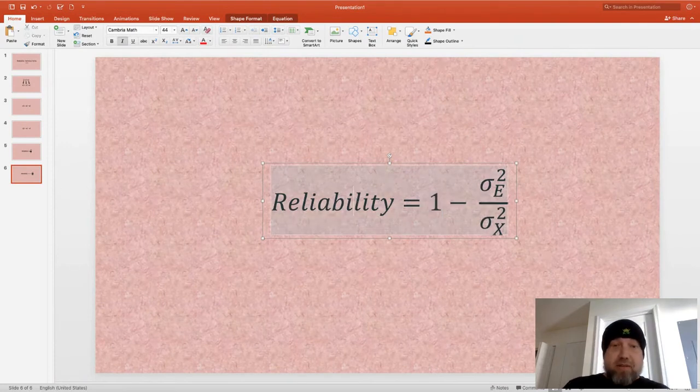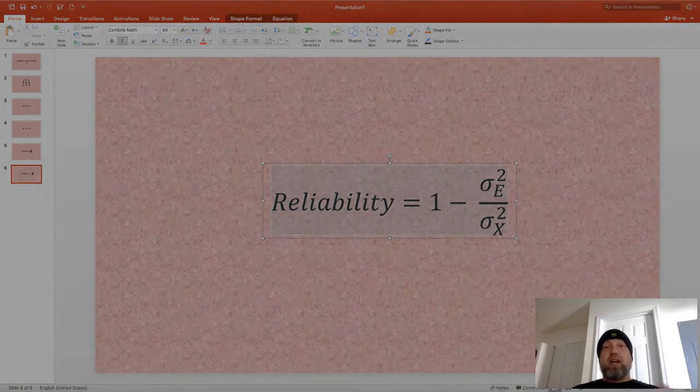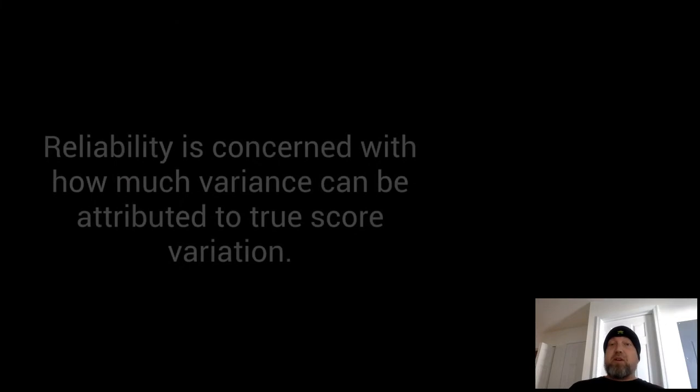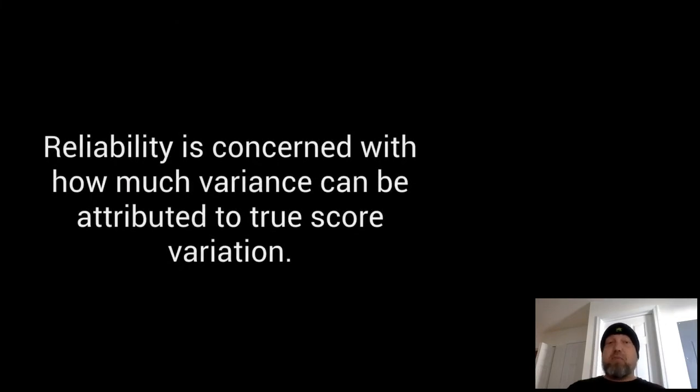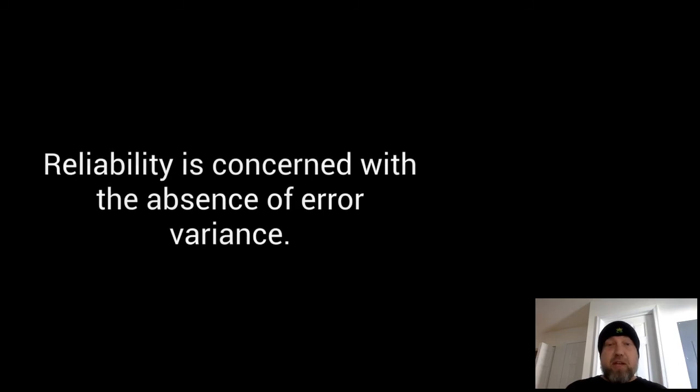So like I said, there's a couple different ways that we can think about reliability. We can think about reliability in terms of how much variance can we attribute to variation in my true scores. And we can also think about reliability in terms of the absence of error variance.